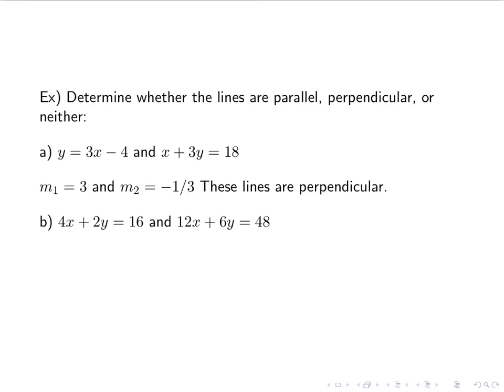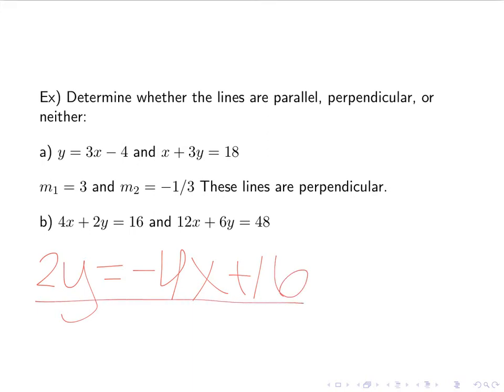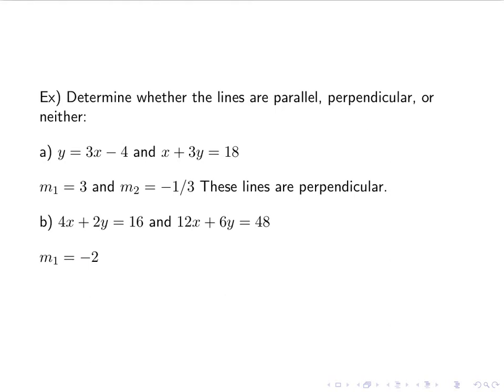How about 4x plus 2y equals 16 and 12x plus 6y equals 48? Okay, so for the first equation, again, we're going to solve it for y. So I'm going to subtract my 4x over to the other side and then divide both sides by 2. And again, all I care about is m, which will be negative 4 over 2. So m1 is negative 2. Make sure you always simplify, right? 4 over 2 is 2.